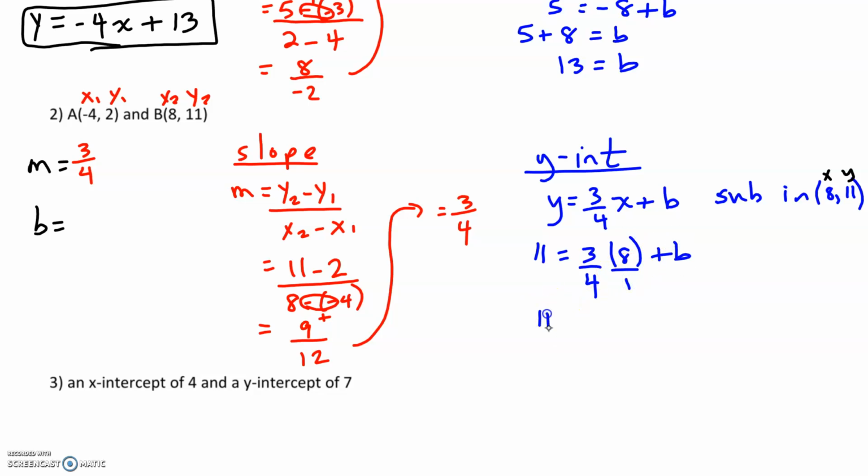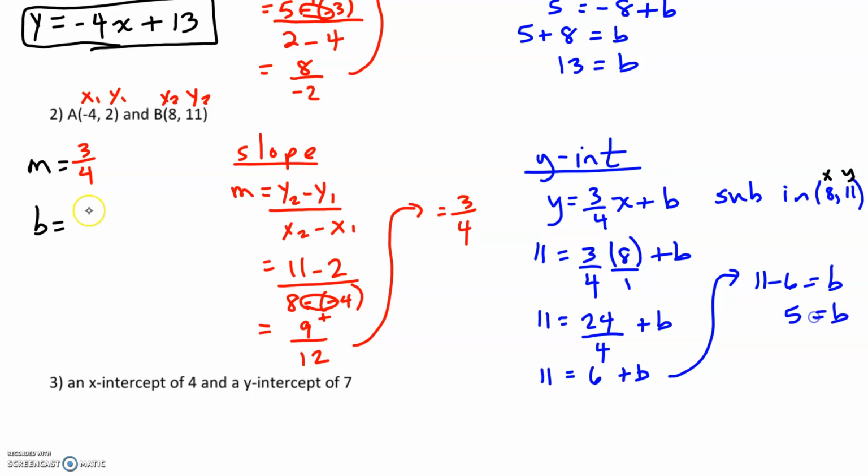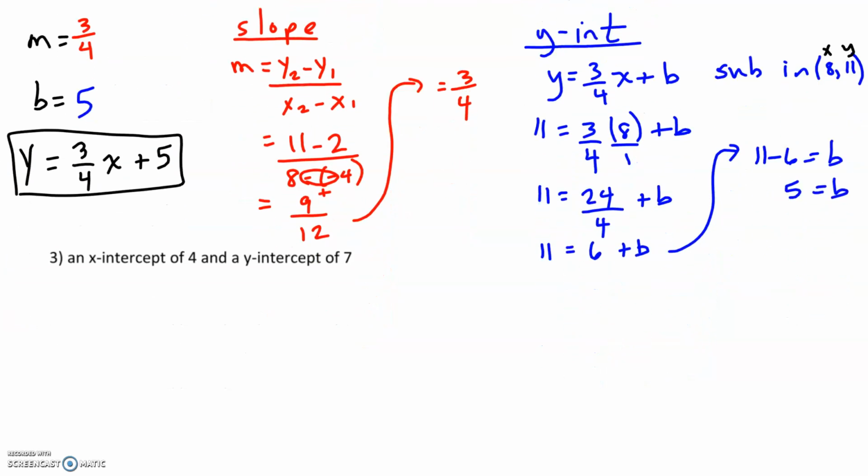I'll multiply my fractions. 3 times 8 is 24. 4 times 1 is 4, plus b. I can divide. 24 divided by 4 is 6. And then I'll go ahead and subtract both sides by 6. And 11 minus 6 is 5. So I have my m, I have my b, and then I write my equation. y equals 3 over 4x plus 5.